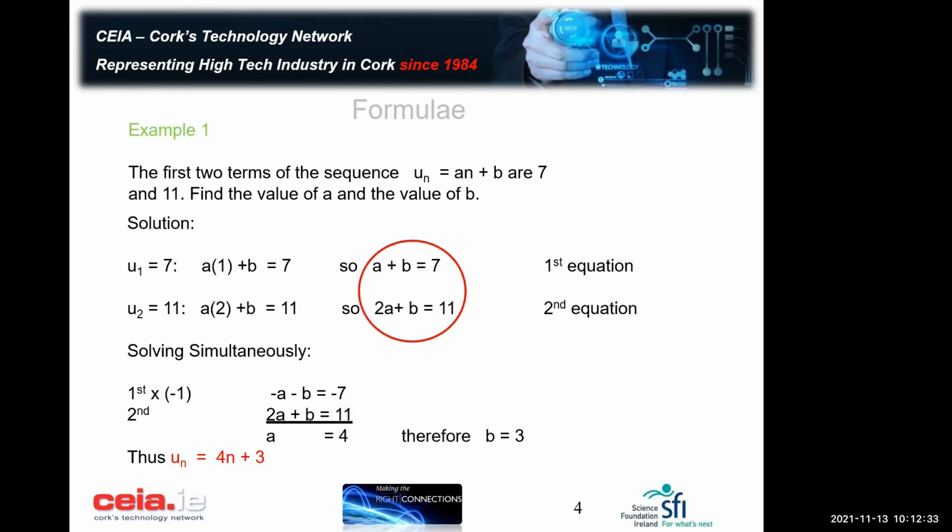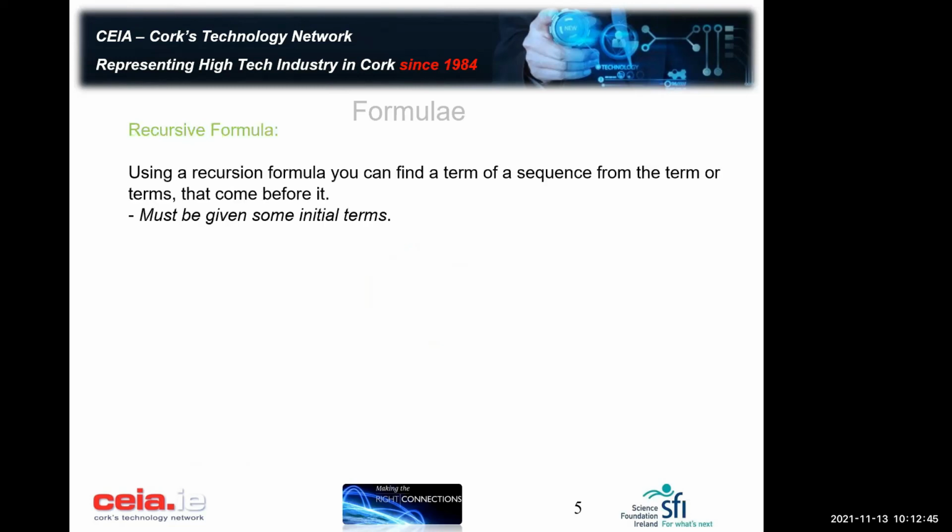So in most of the questions, they'll give you information like that. They might give you the first term, they might give you the fifth term, and then you use that information by subbing in values for n to find the actual general equation.